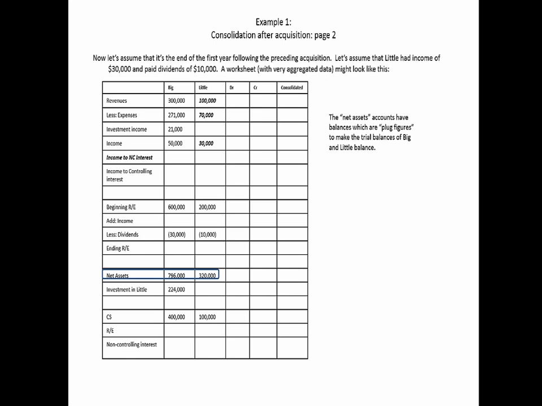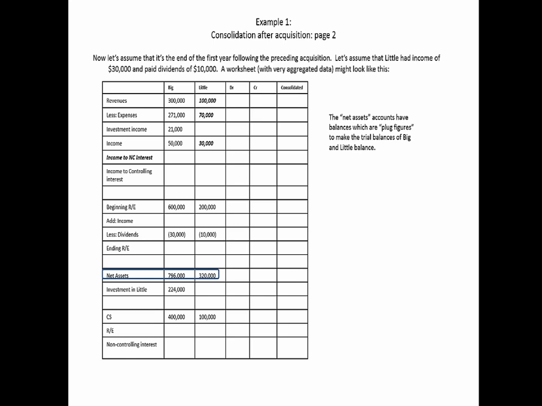The net assets accounts have balances which are essentially plug figures to make the trial balances of Big and Little balance. And again, if instead of simply listing a single net asset figure, I had listed all of the individual assets and liabilities, basically what's required is that the sum of all those net assets must be enough to make the trial balance balance. Now, that's not an arbitrary number.